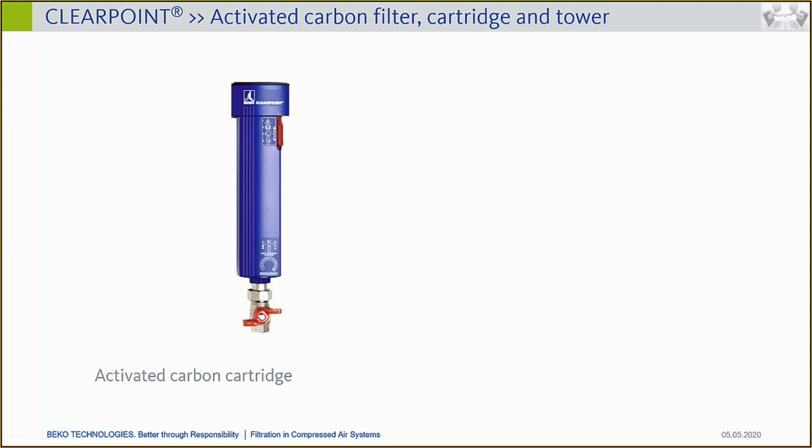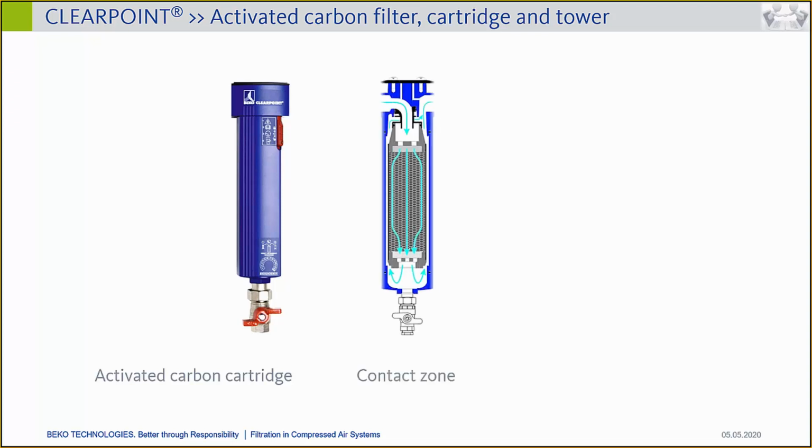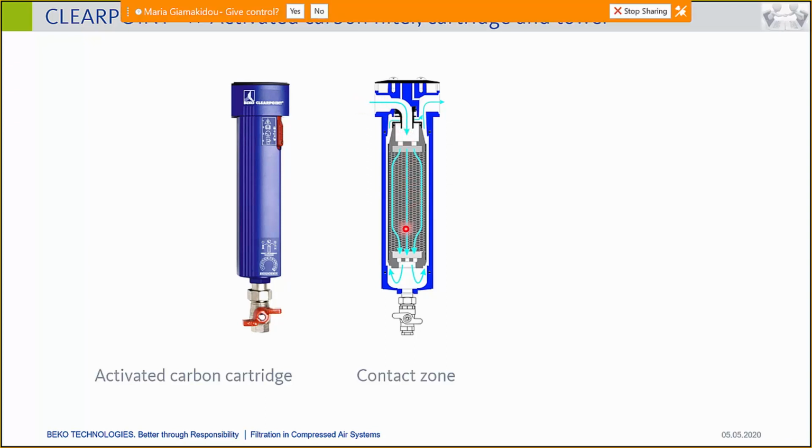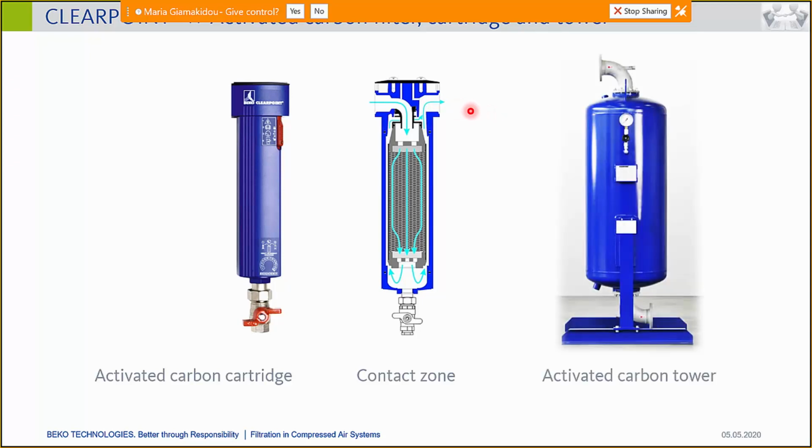And if we look inside, we would see the compressed air stream, which is entering the filter element here on the top, passing the activated carbon cartridge with a very long contact time, and then the reverse flow back to the head of the housing. So inlet and outlet is here on the same level. And for bigger air flows, for large applications, we also have this scenario as an activated carbon tower.